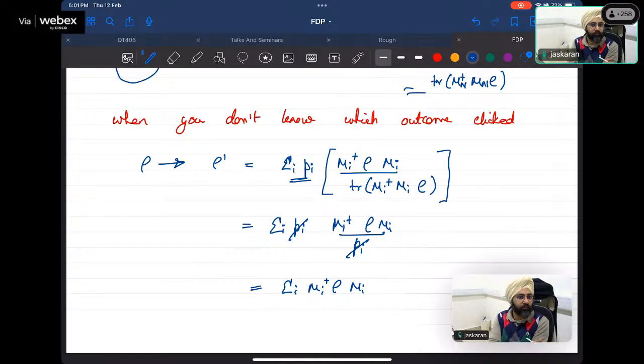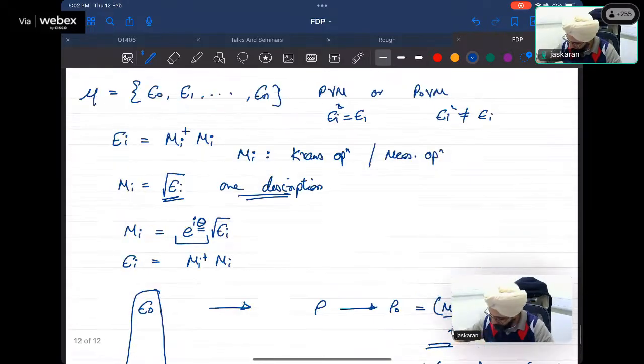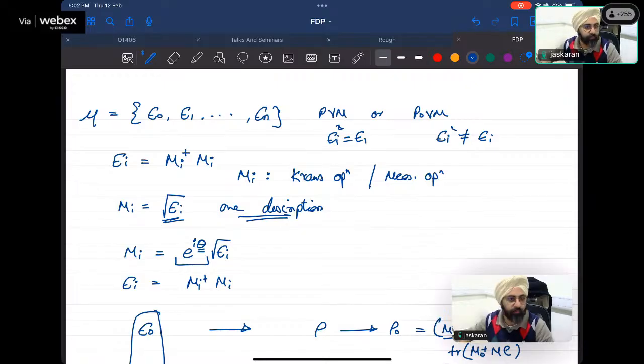I will stop here now, and if there are any questions, please let us know. There was one question: what is the value of theta? Here, this value theta could be anything. You can take arbitrary values, and you will get arbitrarily different Mi's, but the corresponding operator Ei would still remain the same. That was the intent of having e to the power i theta here.